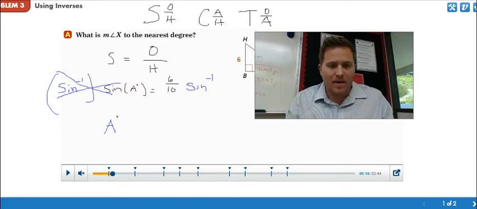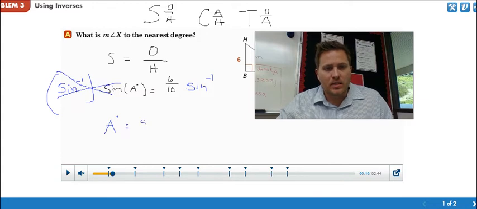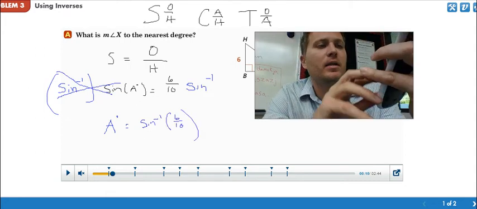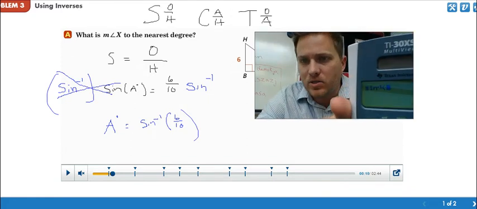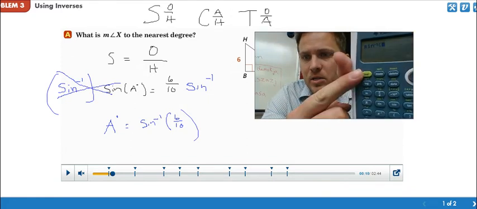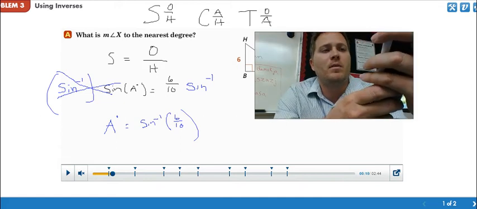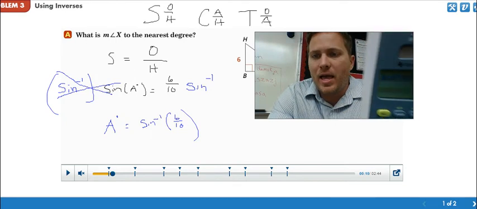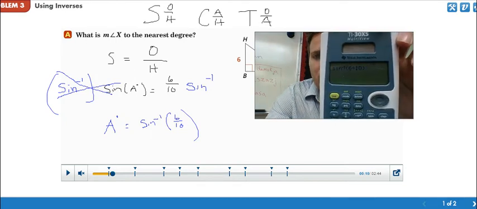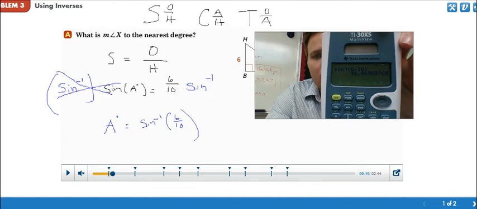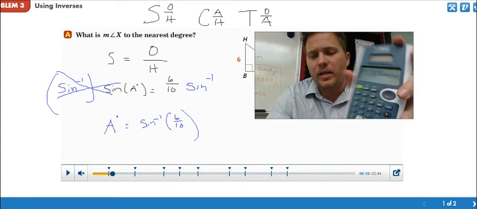So to find angle A right here, I'm going to take the inverse sine of 6/10. When I plug this into my calculator, I go to that inverse sine, the sine to the -1. To get there, I just press my second and then sine, and I put 6 divided by 10. It looks like this so far, and then when I press equals, I get 36.869. Let's just round this to 36.87.